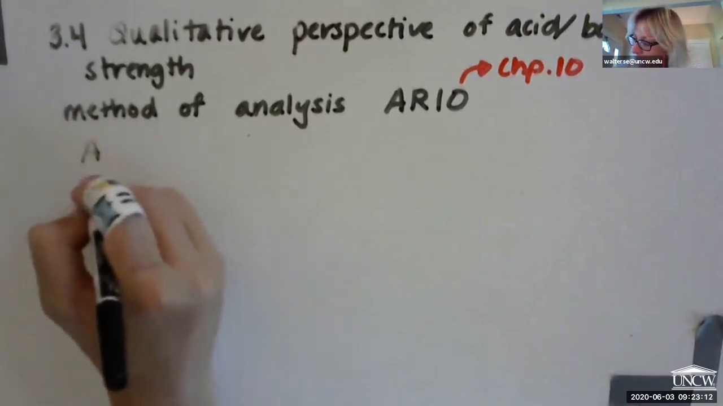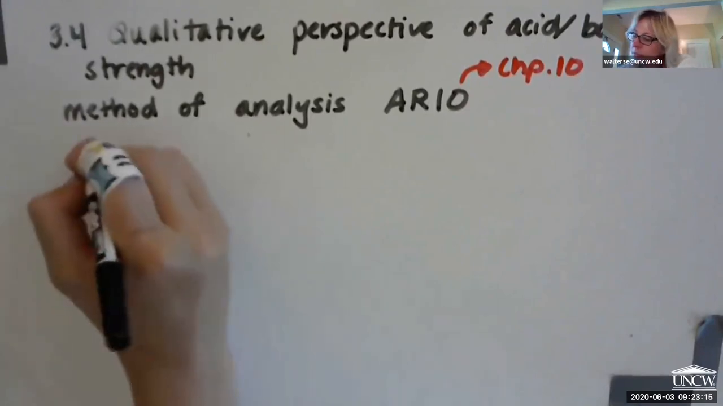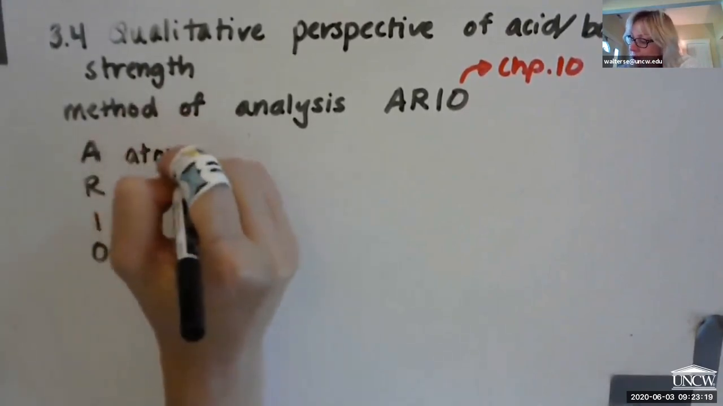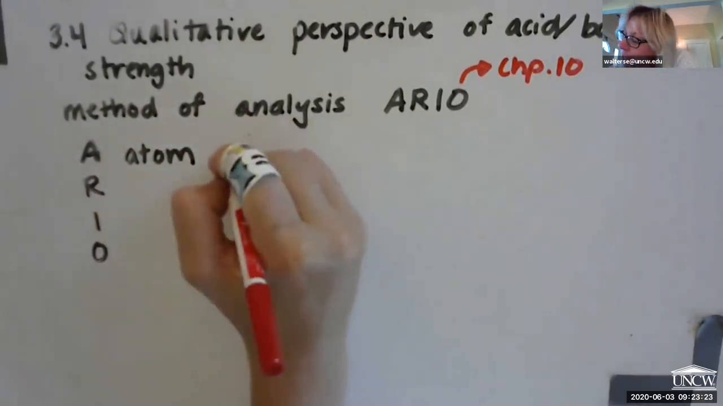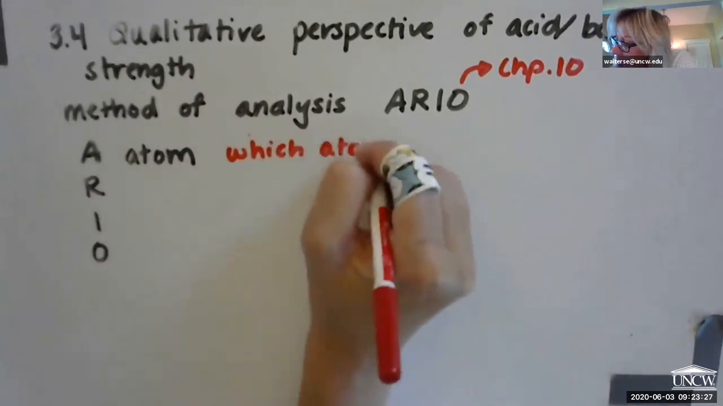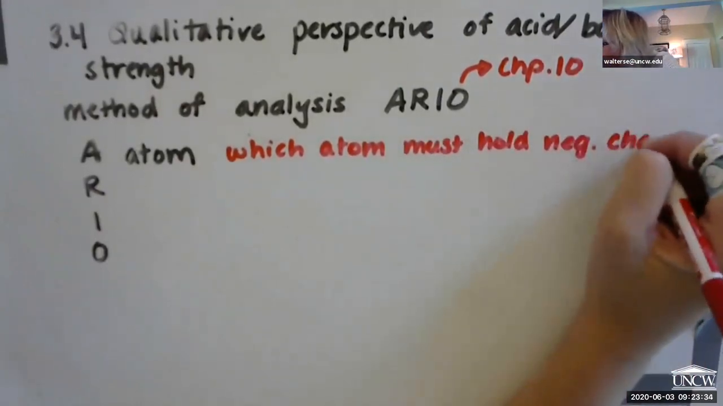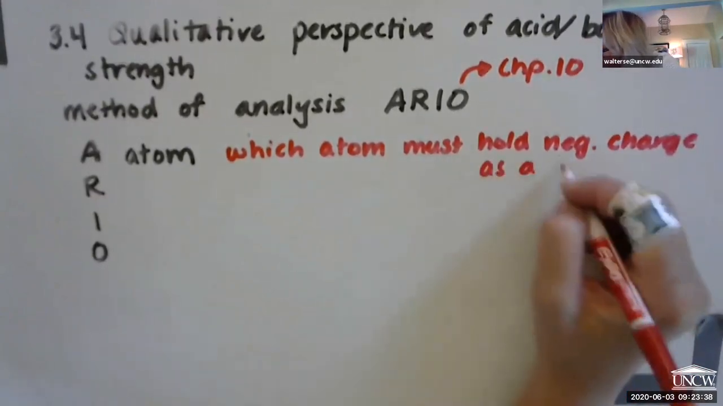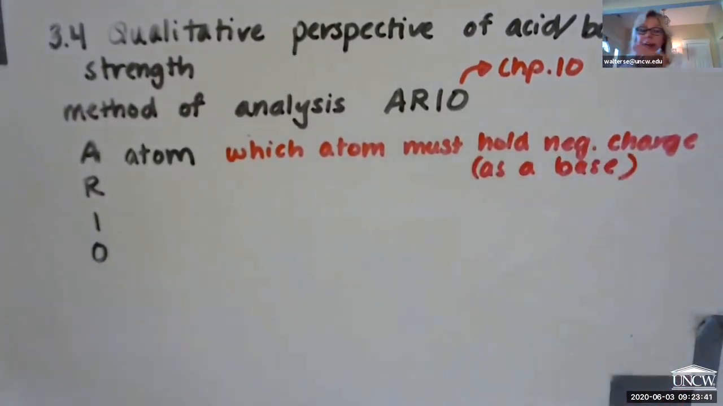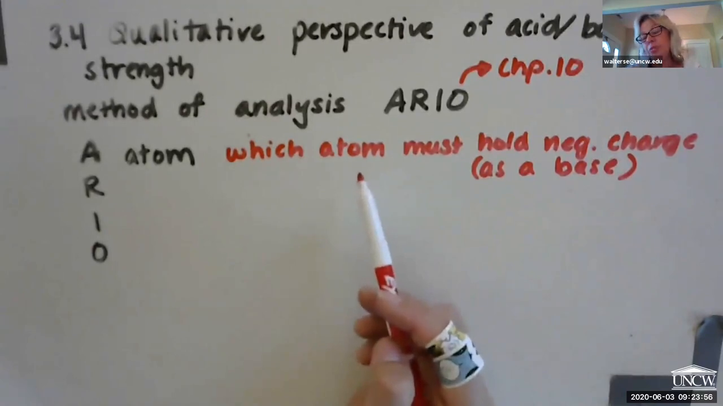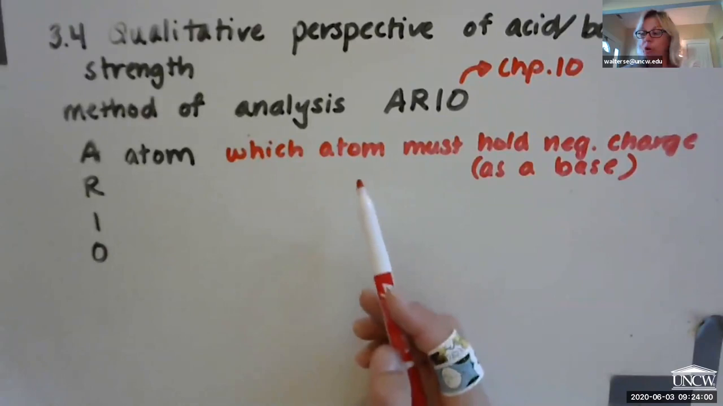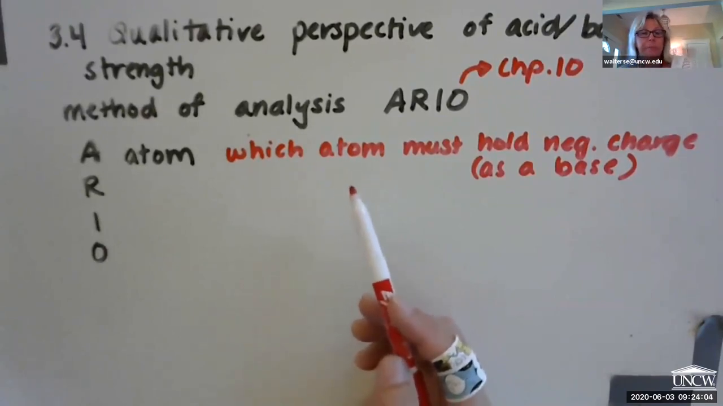So what ARIO stands for, A stands for atom. Okay. And what that's asking you is which atom must hold the negative charge as a base. Okay, so when you take your acid and you deprotonate it, you make a base. And somewhere on that base, you have an atom that's being required to hold on to a lone pair of electrons and a negative charge. Which atom is having to do that job plays a role in how strong of an acid or strong of a conjugate base you've made.